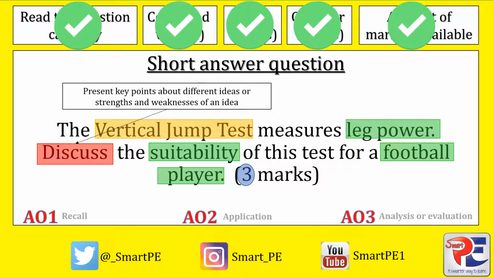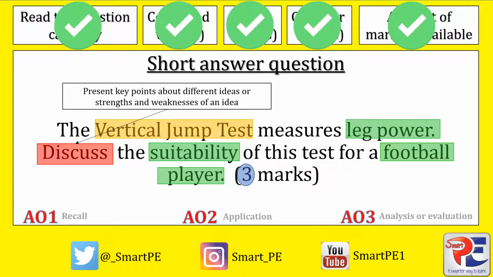So for example, you might say that you agree that it's a suitable test because power is needed to jump really high in order to head a ball, and that might get you 1 mark. And then in your next sentence, you may say that you disagree with the suitability of the test because other components of fitness are more important, such as cardiovascular endurance, as a game lasts for 90 minutes.